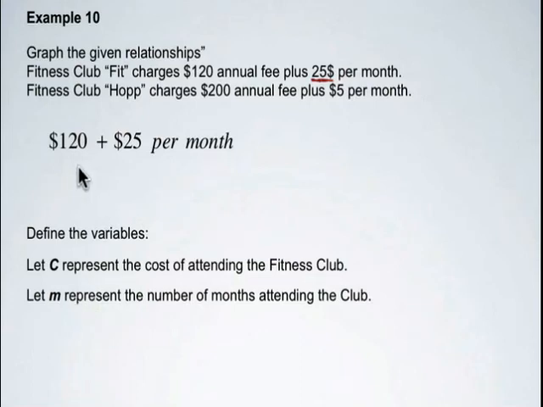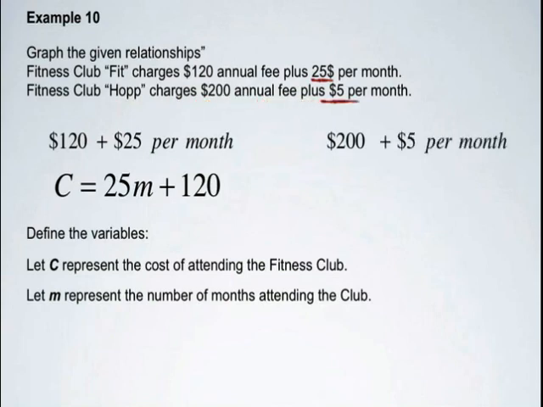So what I'm going to do now is write an equation, and the equation is going to be C equals 25m plus 120, and I put this in y equals mx plus b form, which means that the cost is equal to $25 times the number of months you attend plus $120 for your annual fee. So the other equation for Club Hop is going to be $200 for your annual fee plus $5 per month. And so your equation then is going to be C equals 5m plus 200.